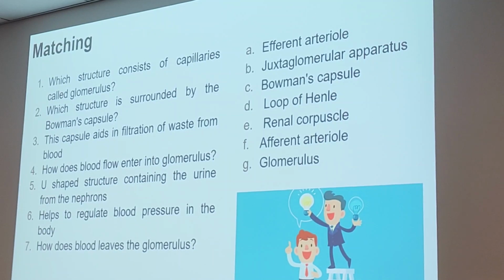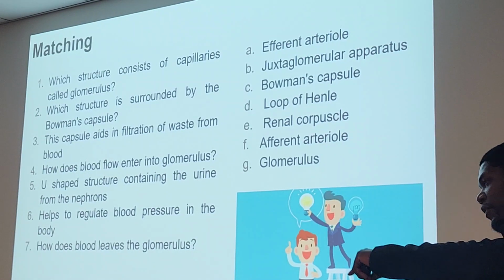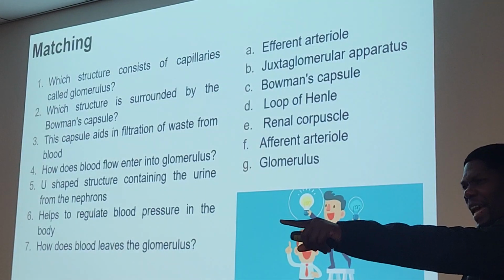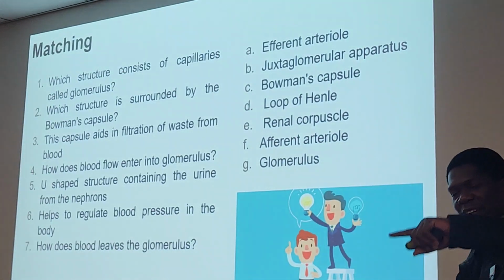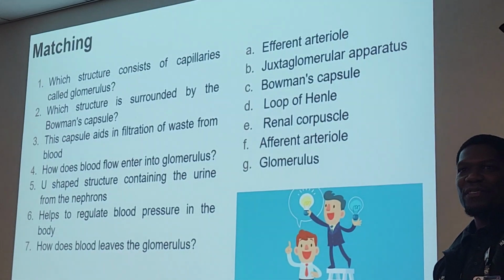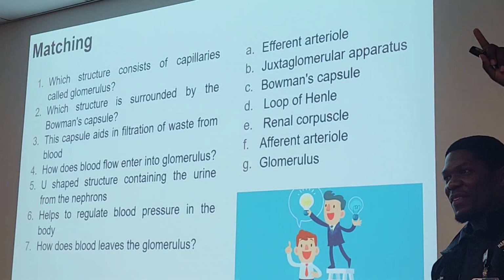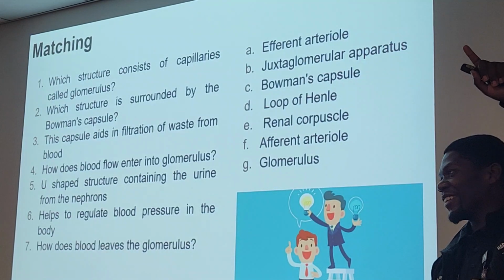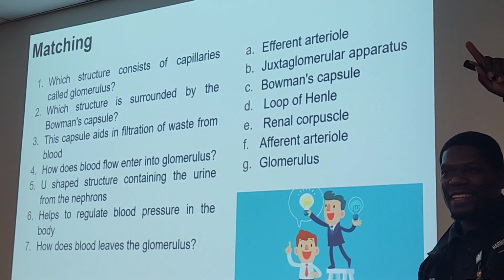And number 7, guys, how does blood leave the glomerulus? The efferent arteriole. Just like Charles said, it enters, what do you say? Access afferent, exit efferent, guys. Bang. There's my lecture on the nephron. Hope you guys enjoyed it. Hope you guys learned something today. I'll be back for more. Thank you so much.